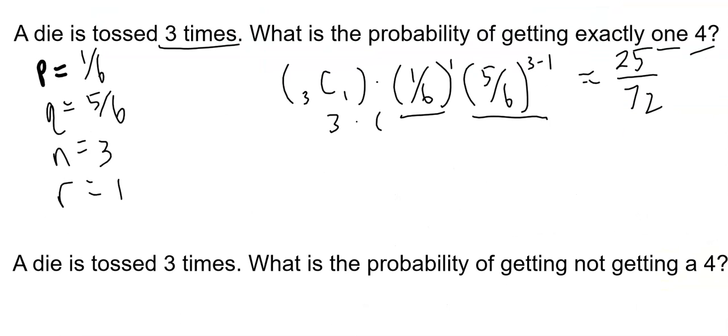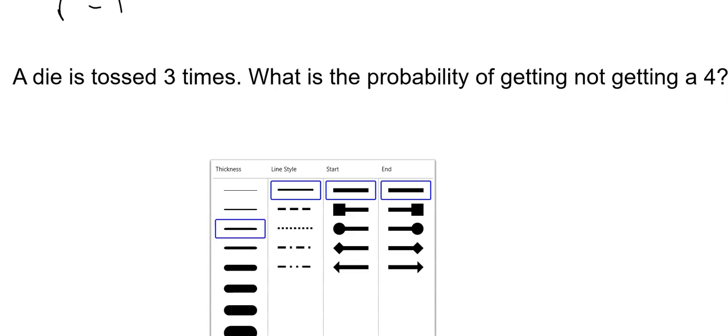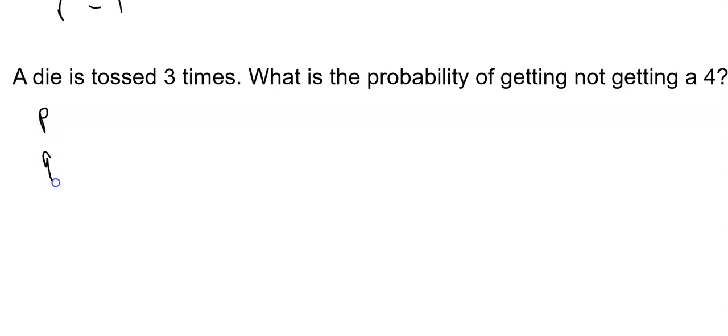Okay, so let's try this one using our formula again. So let's identify the variables first. And so let's do that. So we get P, Q, N, and R. I like to define the variables, actually write them down. You might get partial credit on a test if you do this, so that'd be the way to go.